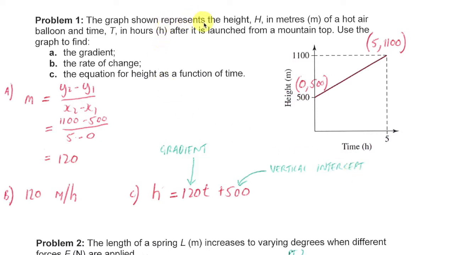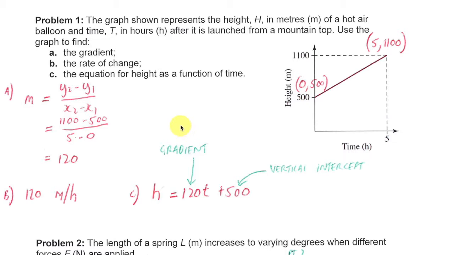Problem 1. The graph shown represents the height in meters of a hot air balloon as time goes by in hours after it's launched from a mountaintop. Use the graph to firstly find the gradient. So as you know, 2 points, so we've got 0, 500, we've got 5, 1100 here.